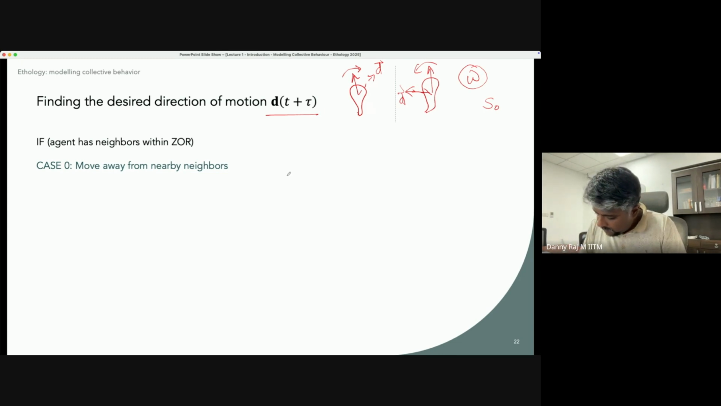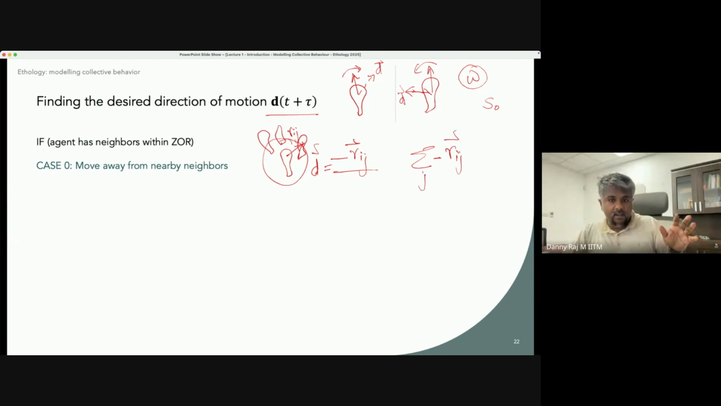So how does that work out? Let's say this is the agent, this is the zone of repulsion, and there is an agent here. This has to move away from it, which means, let's say this vector, I call it Rij. It will move in the direction minus Rij. So D will be minus Rij. If there are many guys within that zone of repulsion, it will be the summation of minus Rij for all the j's. Does that make sense? It is trying to move away from all of these guys. So there's a superposition here, but overall this kicks in because there is more than one guy within that zone of interaction. All right.